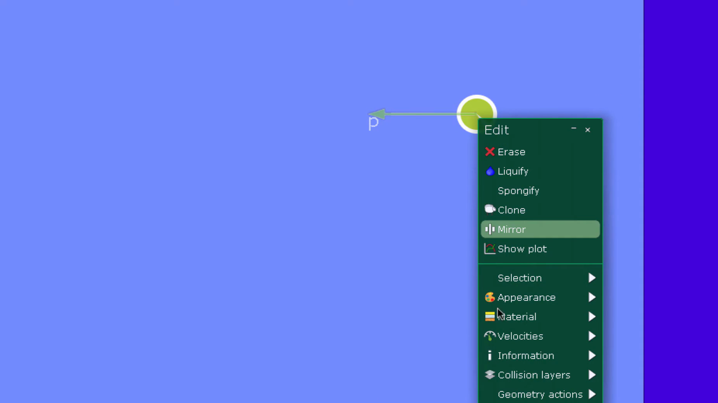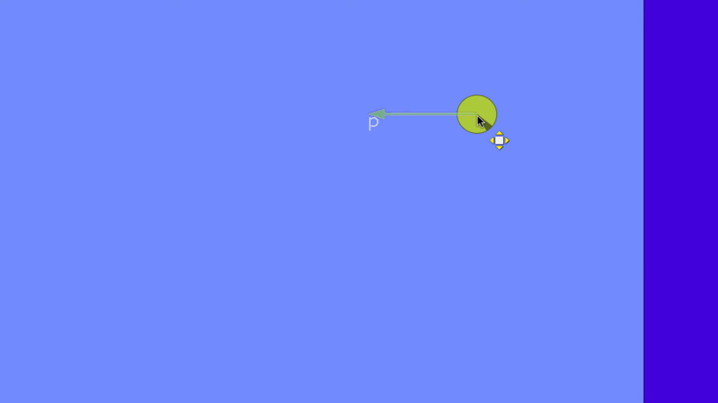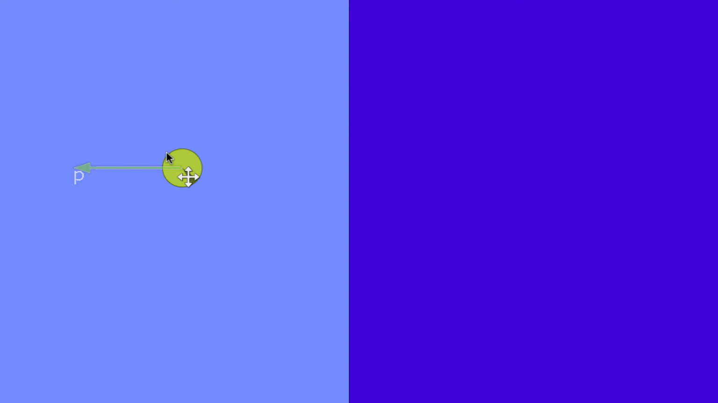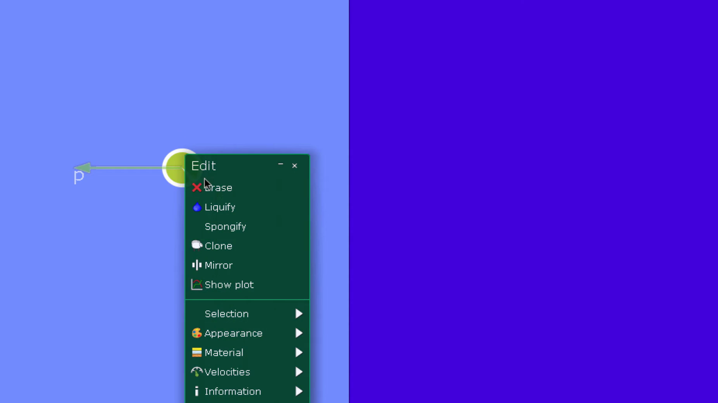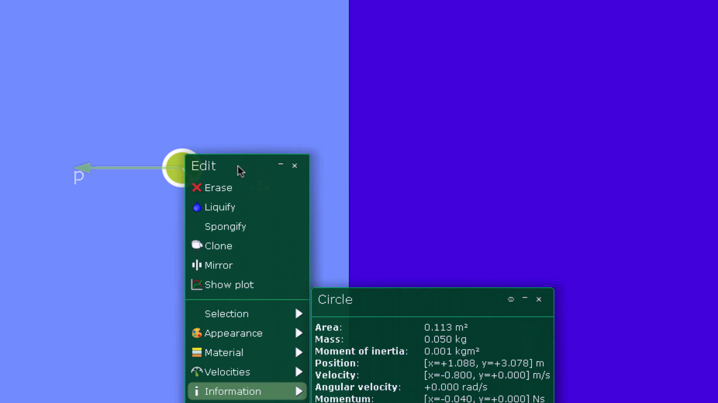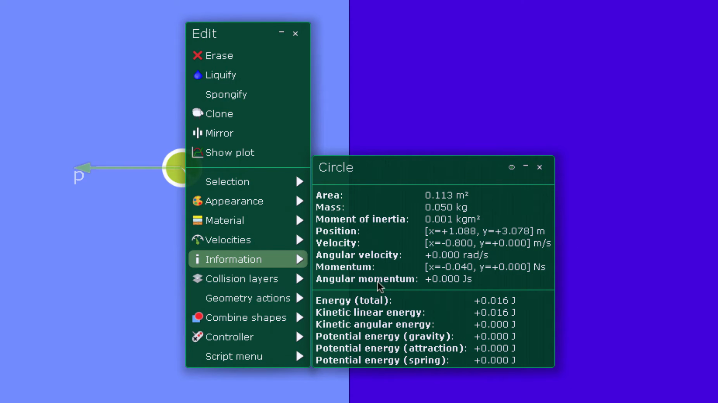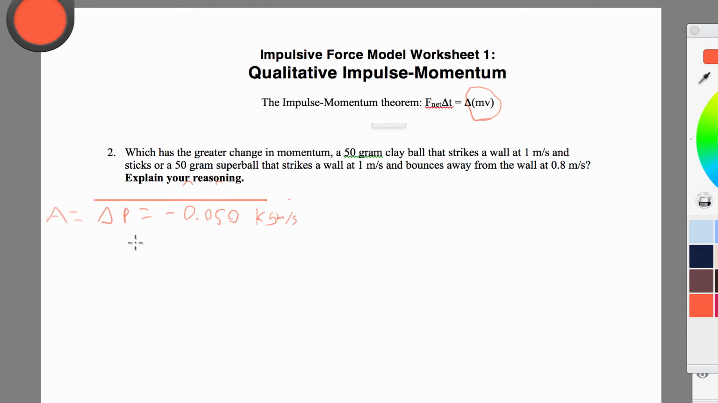And we can even look under information. Let's move everything so you can see what I'm looking at when I do this, because I recommend using this program. The information, I've got to put this up here. Momentum, negative 0.04, which is actually exactly what we're going to get when we do the math. Okay, so this is for the change of particle A. I'm now going to switch colors for particle B to blue.